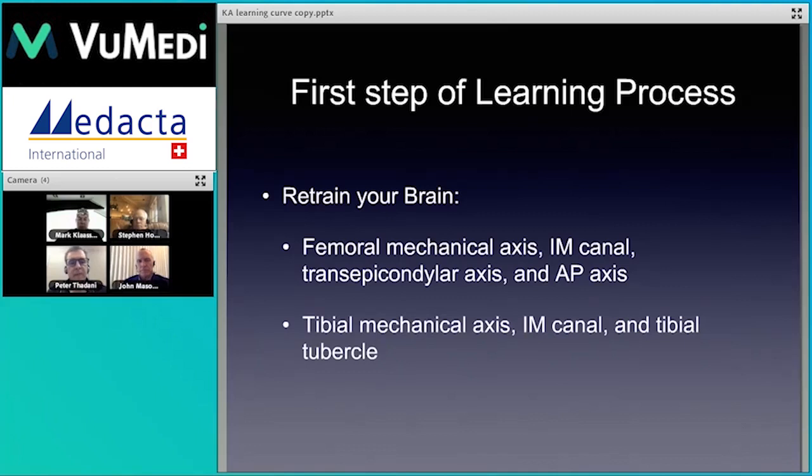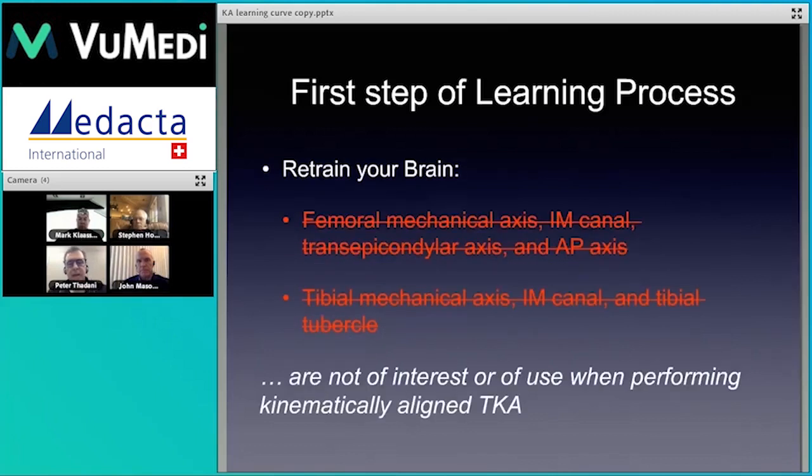Again, the typical tenets that we follow during surgery with MA knees are the femoral mechanical axis, the IM canal, the transepicondylar axis, the AP axis, and on the tibial side, your mechanical axis, your IM canal, and your tibial tubercle. These are all things you pay attention to during a mechanically aligned knee. In a KA knee, these things are not of interest or of any use when performing a KA total knee. So it takes some retraining to just forget about all that.